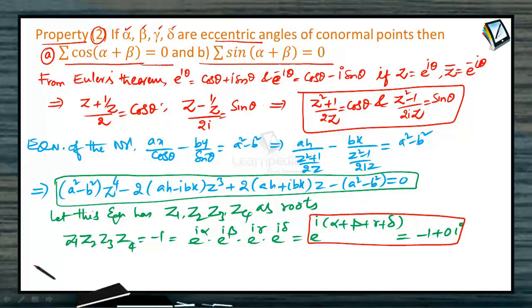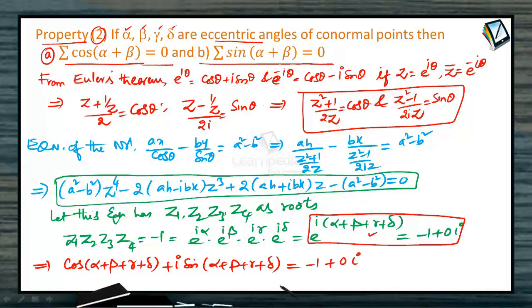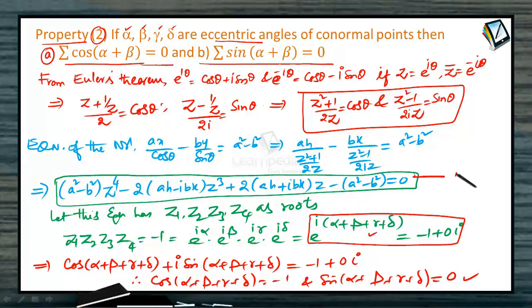Now if I write this e^(i(α+β+γ+δ)) expansion in terms of cos and sin using Euler's theorem, this will become cos(α+β+γ+δ) + i sin(α+β+γ+δ), which is equal to -1 + 0i. So on comparing, obviously I'll get cos(α+β+γ+δ) as -1, and sin(α+β+γ+δ) is equal to 0. So this is possible from this equation. Let us call this equation number 1.